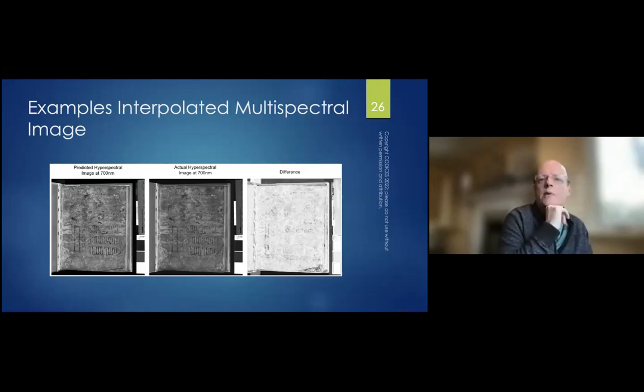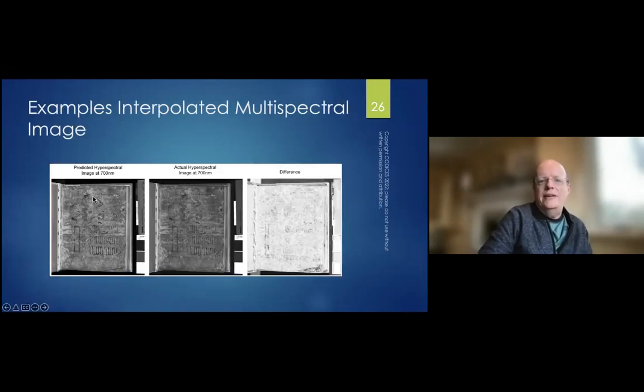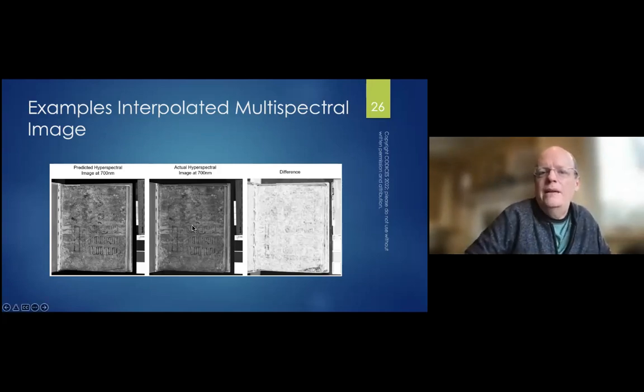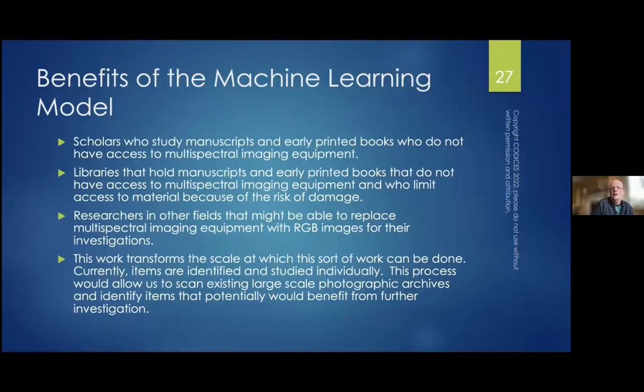When we do the assessment, we're at 85 to 95% of the data. So what we have here is what we predicted a 700 nanometer image would look like from an RGB image in our model, the actual 700 nanometer image of the same thing, and the difference. At 85 to 95%, the question that we're working on now is: is this good enough to do the sorts of investigations that we can do with the multispectral imaging? Does this simpler process give us good enough data? Correct. To answer the sorts of questions that we're trying to.